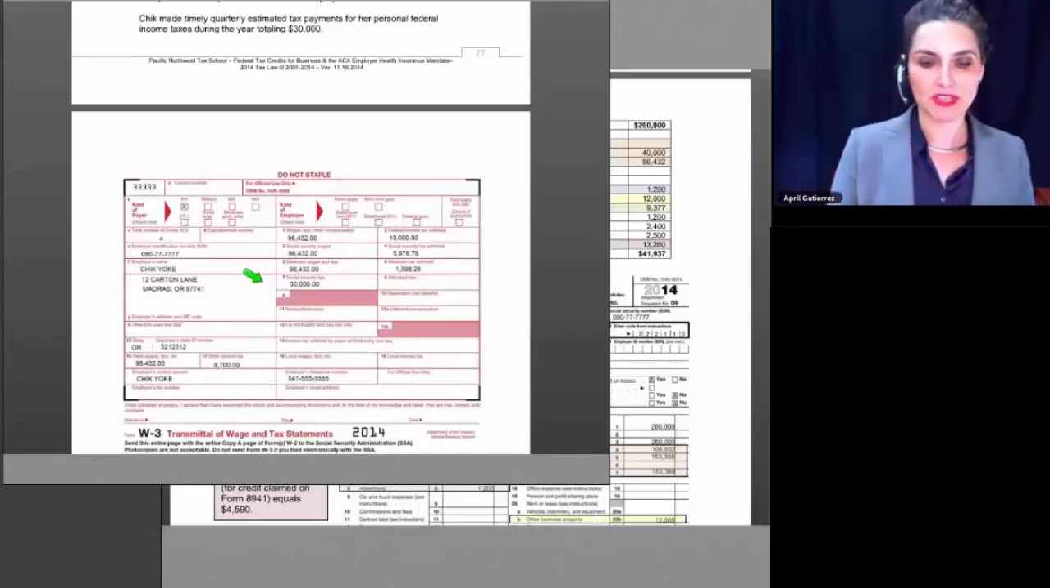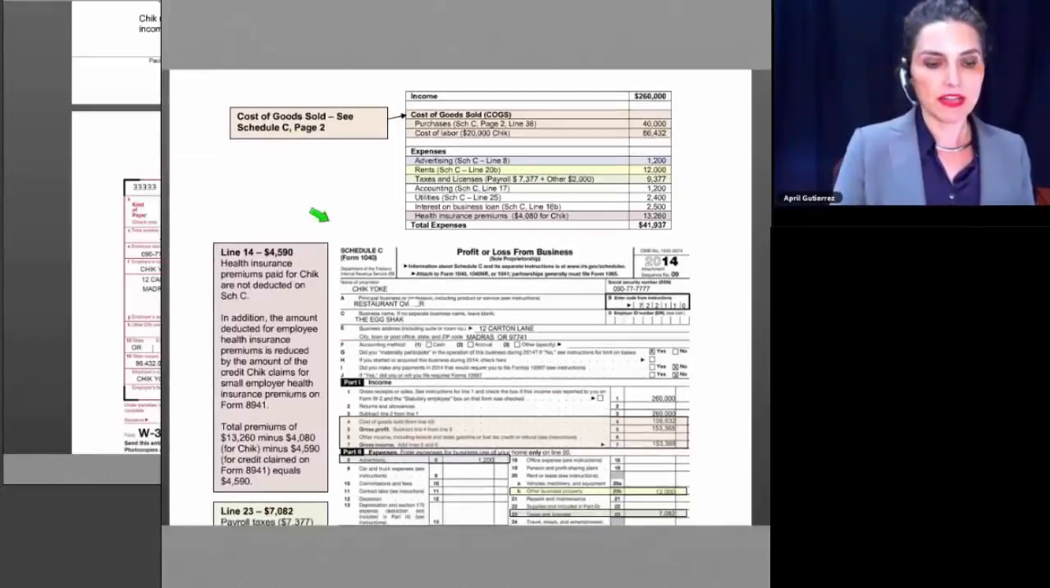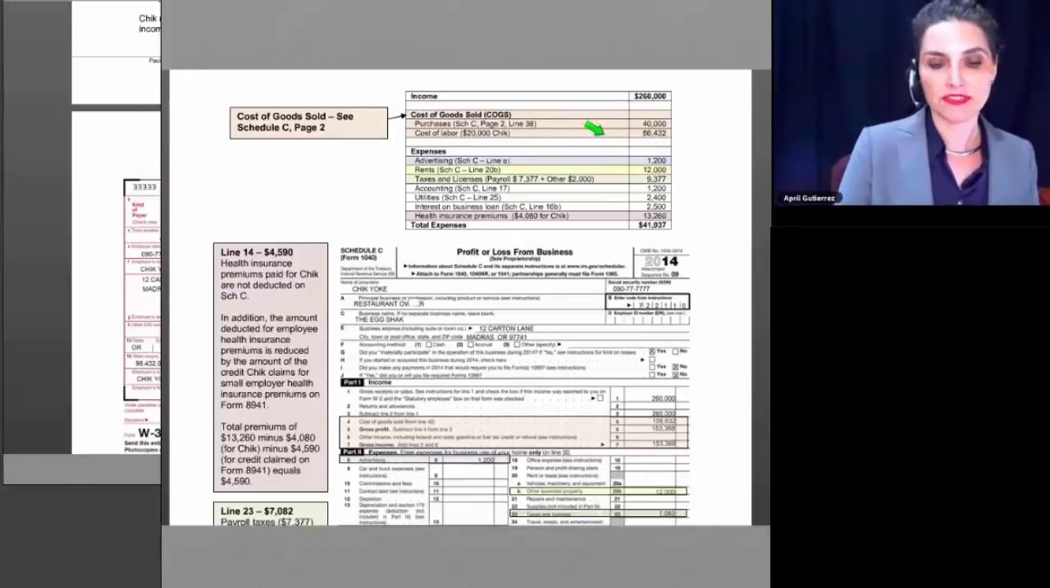They weren't paid out by Chick herself, so they're not a deduction for Chick. So we're going to go back and figure that the cost of labor she's going to enter on her Schedule C is going to be $66,432. She had purchases of $40,000.